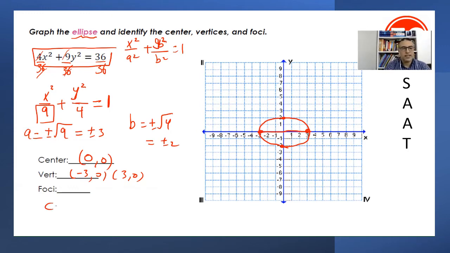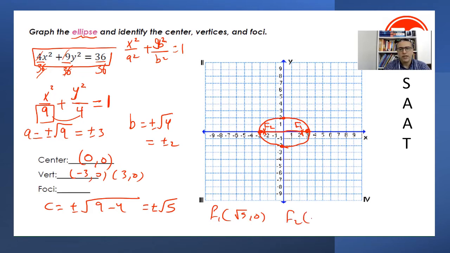The foci are the 2 points that lie on the major axis. So I want to find c. It's the positive and negative root of the difference between 9 and 4. So it's positive and negative root of 5. So here, root of 5 is about 2 point something. Yes, very good. So it's 2 point and 2 point. So here is F1 and here is F2. F1 is root 5 and 0, and F2 is negative root 5 and 0.